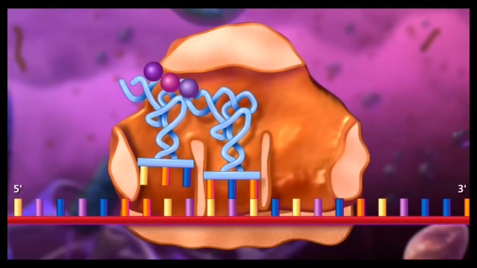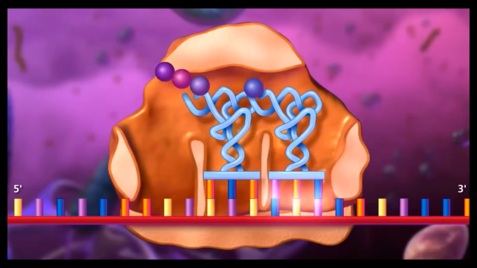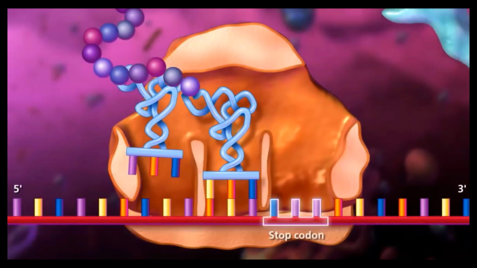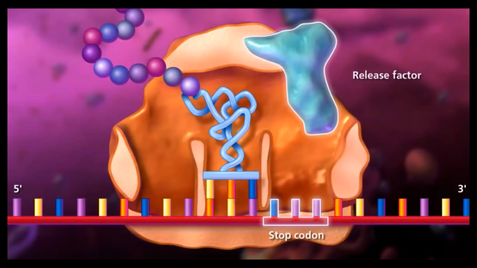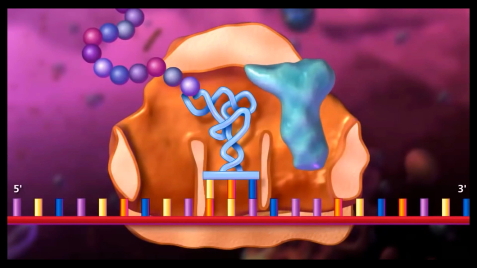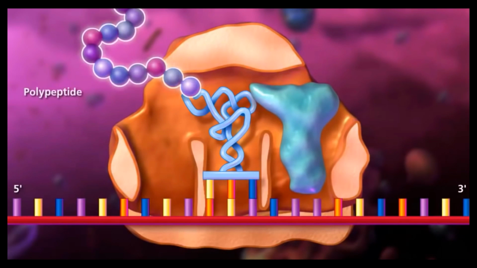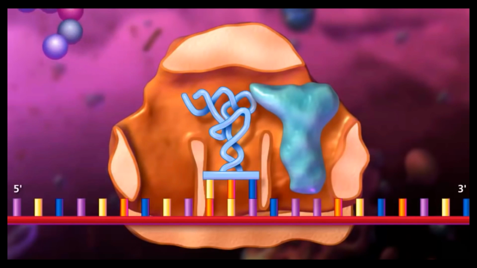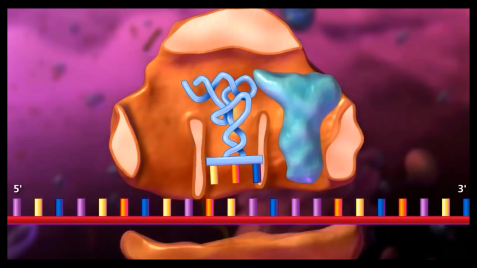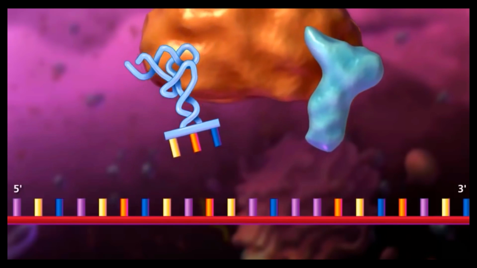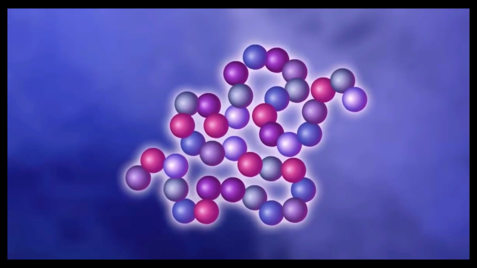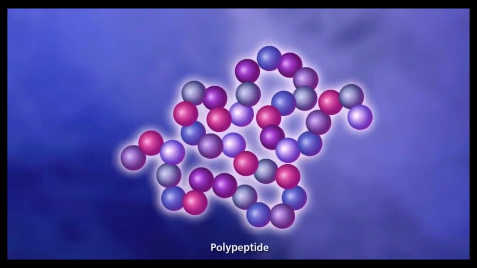Elongation will continue until a stop codon is reached. A release factor binds to the A site at a stop codon and the polypeptide is released from the transfer RNA in the P site. The entire complex dissociates and can reassemble to begin the process again at initiation. The purpose of translation is to produce polypeptides quickly and accurately.